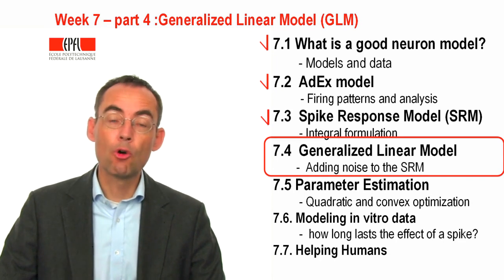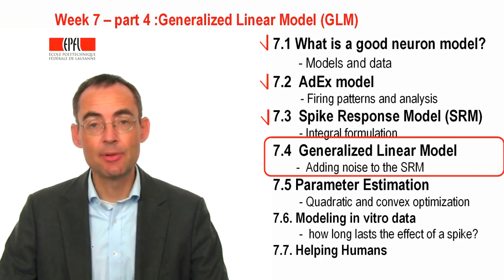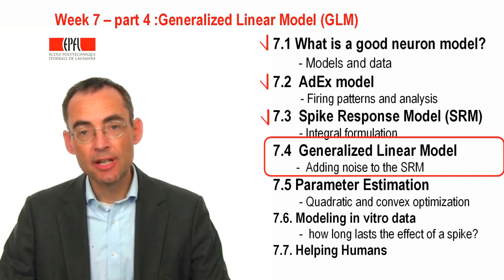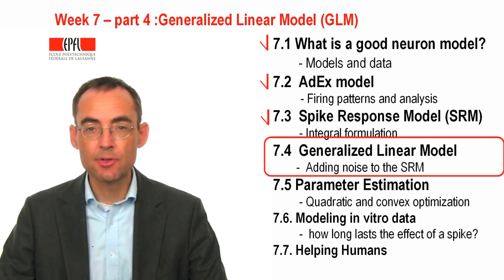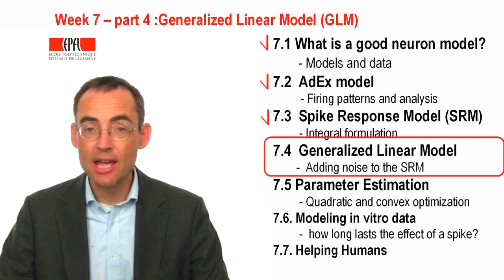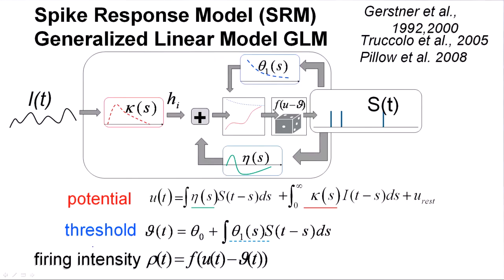This is part 4 of week 7 of the class Neuronal Dynamics. In the previous lecture, I've introduced the deterministic version of the spike response model. Now let's add noise. So we have the same filter description as before.